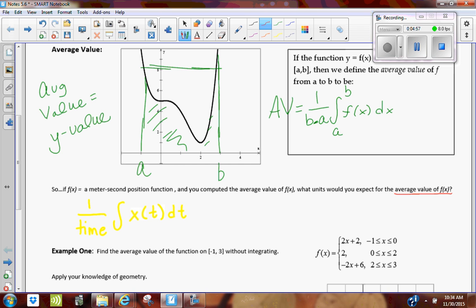Why? Well, this is meters seconds, divided by seconds. So it's 1 over seconds times meters seconds, which is going to give you meters. Because what this really asked you was for average position. Because we said f of x was position. So I asked you for average position. Well, if I ask you for average position, your units should be in position units. So say meters.